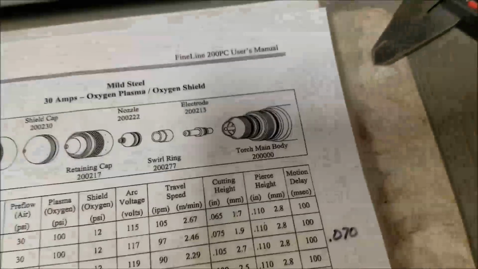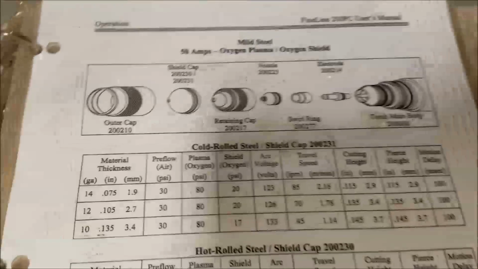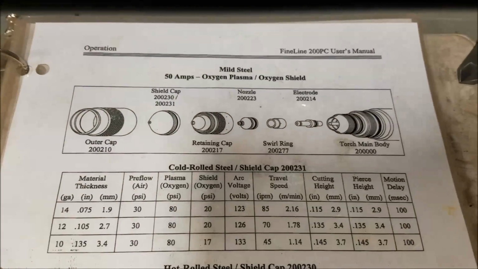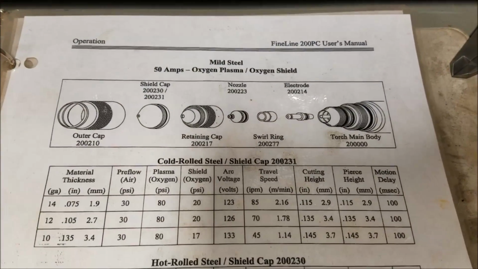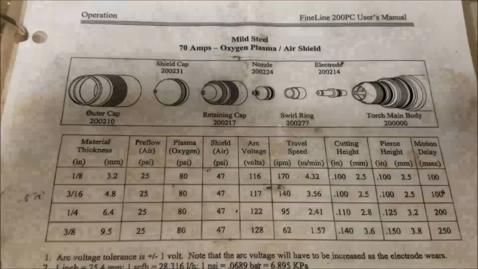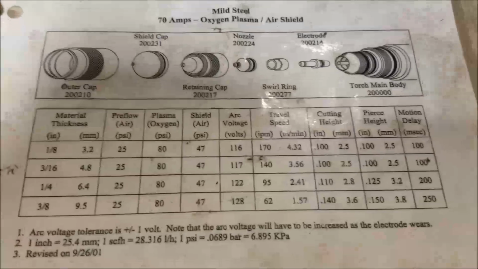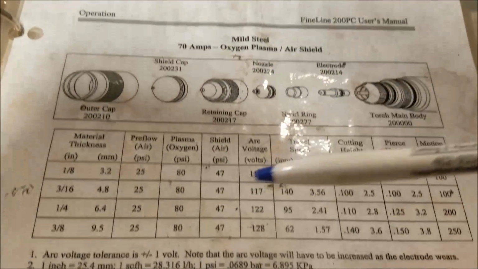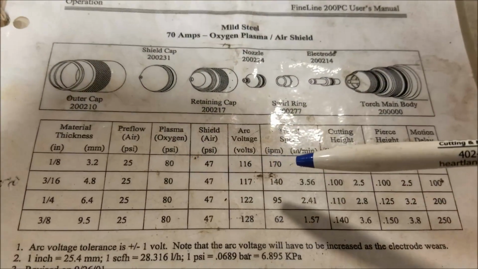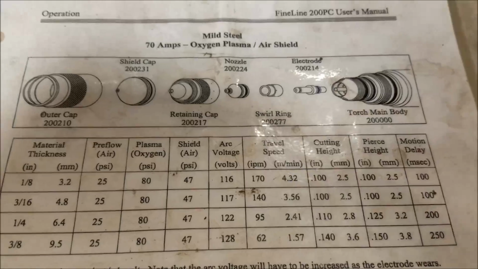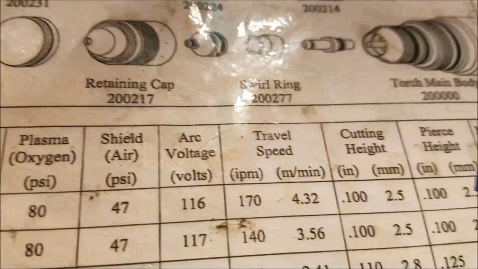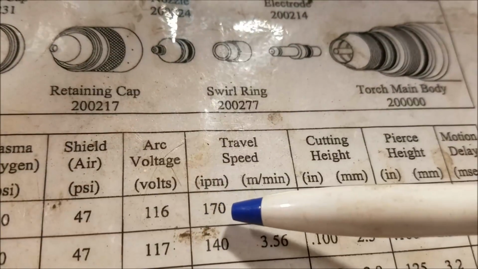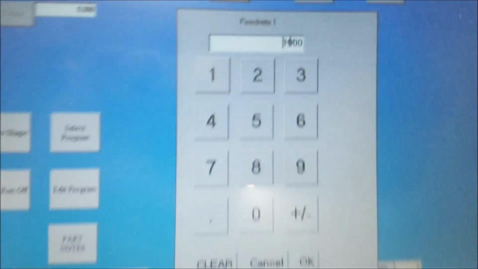So we can choose depending on what consumables we have, and maybe we've already got the consumables loaded, and how fast we want to cut, we can choose. But right now, I want to choose 70 amps, and we're going to go 1/8 inch. So I'm going to come across here, and it's asking for feed rate. So what I'm going to do is say travel speed is 170 inches a minute, right there. So that's what I'm going to type in here.